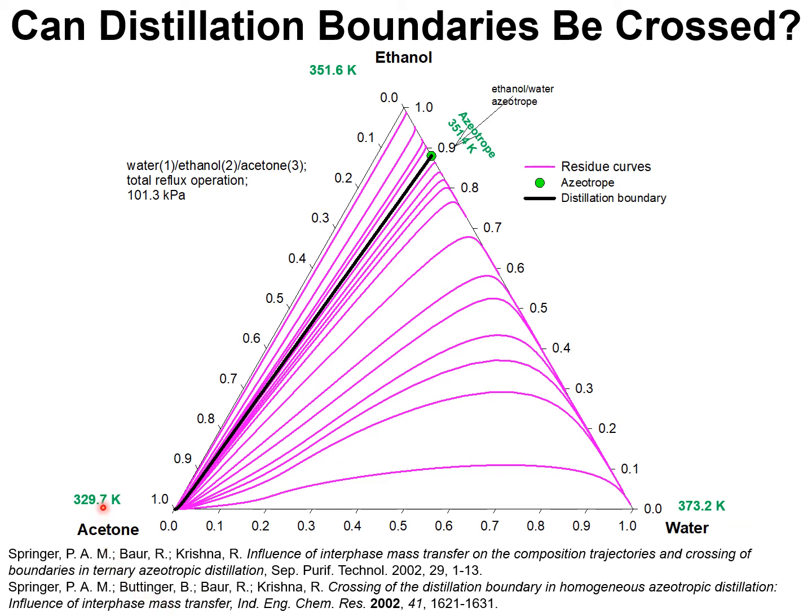Acetone is the most volatile component with a boiling point of 329.7 Kelvin. Water is the least volatile component with a boiling point of 373.15 Kelvin. Ethanol is a component with intermediate volatility and has a boiling point of 351.6 Kelvin. The ethanol water mixture has an azeotrope of composition approximately 90% ethanol, 10% water, and the azeotrope boils at 351.4 Kelvin, slightly below the boiling point of ethanol.